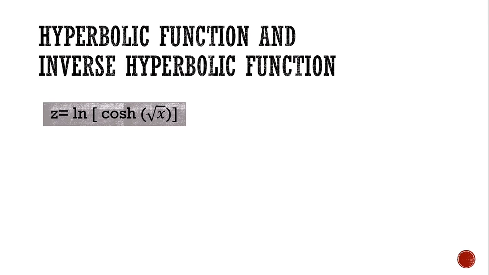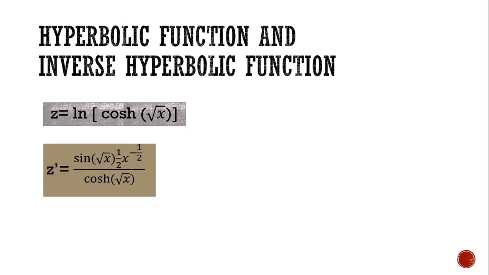Hyperbolic function and inverse hyperbolic function. Z equals natural logarithm hyperbolic cosine square root of x. Z prime equals hyperbolic sine square root of x times 1/2 x raised to negative 1/2 over hyperbolic cosine square root of x. The derivative of natural logarithm is u prime over u. The derivative of hyperbolic cosine u is hyperbolic sine u times u prime. Then, simplify the coefficient of u prime.